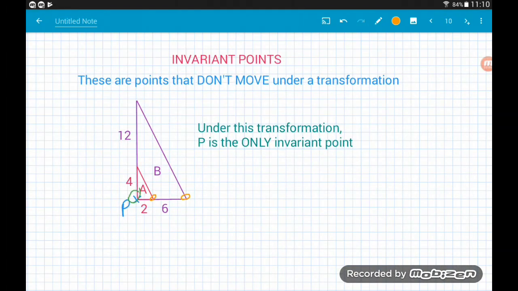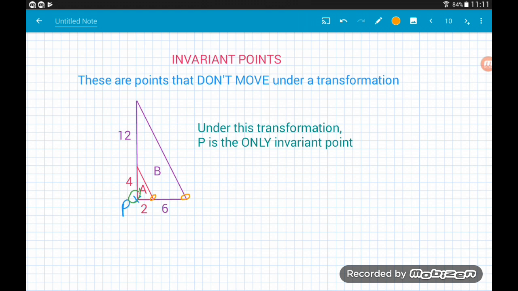I should say here as well, one transformation never has any invariant points, and that is translation. When we're carrying out a translation, remember what we are doing. We are moving a whole shape, left or right, up or down. So every single point on a shape moves under a translation, so there are no invariant points.